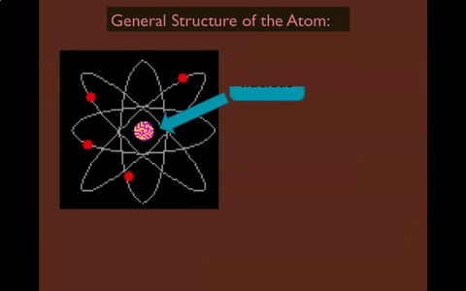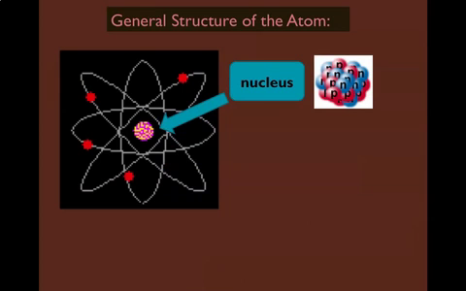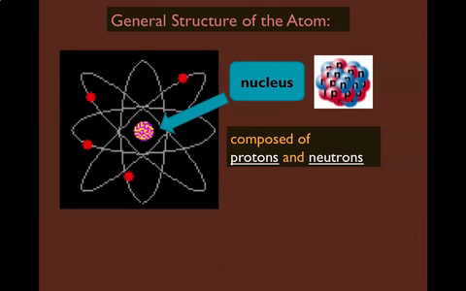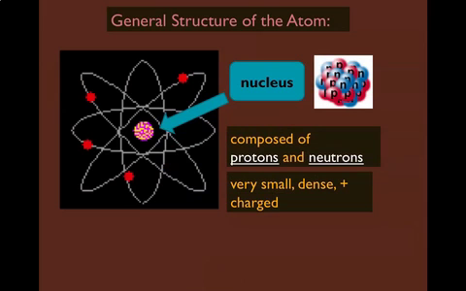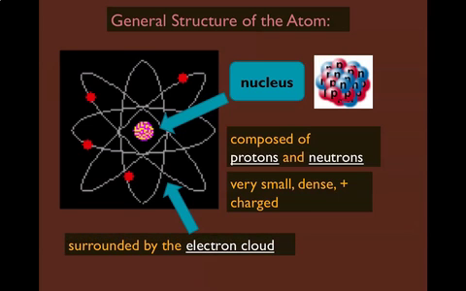For the general structure of the atom, you have the nucleus in the center, and that has protons and neutrons inside. So that's mostly positive because protons are positive and neutrons are neutral or zero. It's very small and dense, meaning it has a lot of mass, and it's positively charged. The outer area is called the electron cloud, and that's where the electrons are.